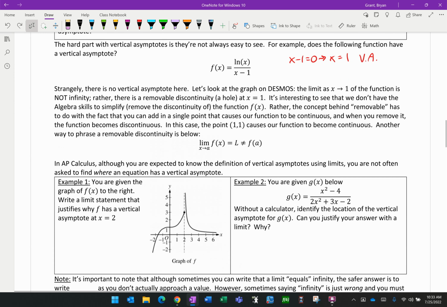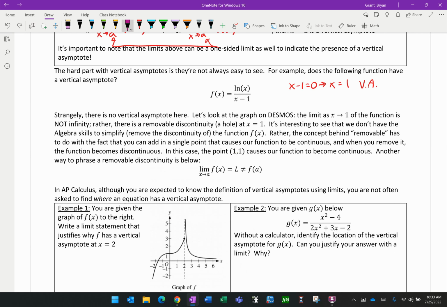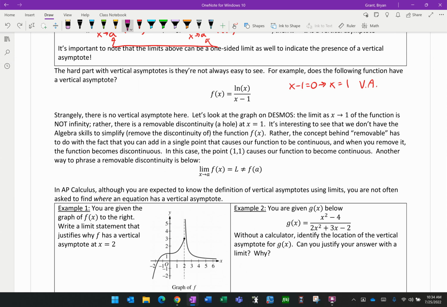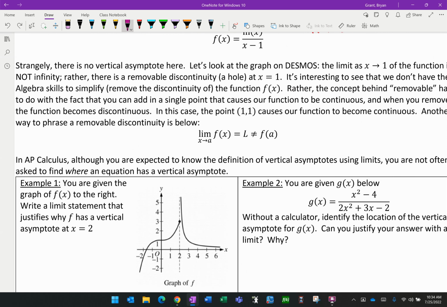In the case of natural log of x over x minus 1, you could add in the point 1 comma 1, and if there was a closed point there, now this function would be continuous. So we'd say at x equals 1, there is a removable discontinuity. It doesn't even matter that you don't know how to simplify it. Another way to phrase a removable discontinuity is that the limit as x approaches a equals some number, which isn't equal to the value at a. So basically saying the point is not equal to the limit.